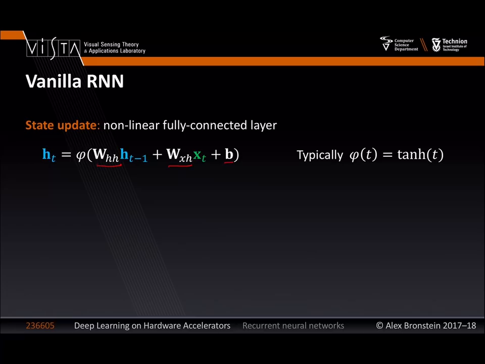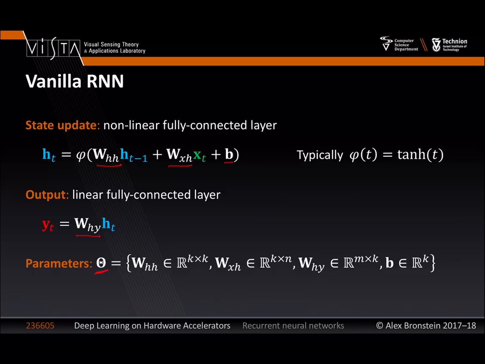Okay, output is just a linear fully connected layer. We are just multiplying HT by a matrix WHY. Of course, the dimension on the second index is the dimension of H, on the first index is the dimension of Y. And basically this is what I call theta. It's a collective representation of all these parameters. So just check the dimensions, they should be correct. WHH is obviously a K by K square matrix, because K is the dimension of the state. WXH is a K by N matrix, so it takes an input of size N and produces a state of size K. WHY takes the state of size K and produces output of dimension M, and B is a bias term with the dimension of the state K.